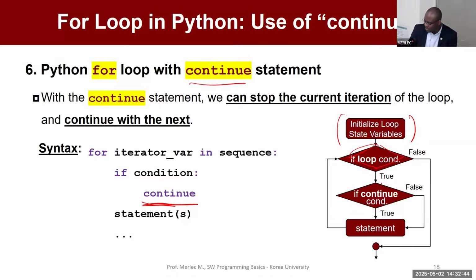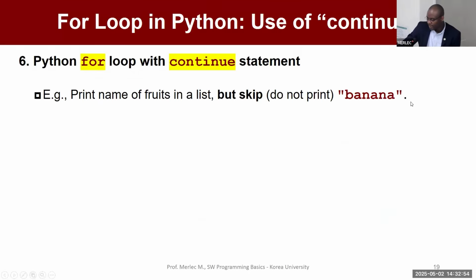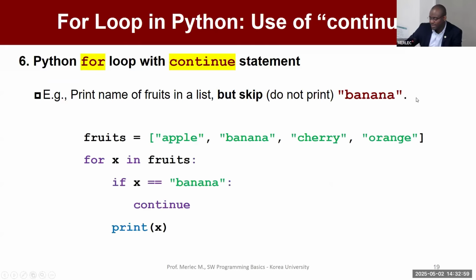So if the continue condition is false, we'll just skip the next instruction and then go to the next iteration. Okay, with the same example, let's take the same list, but this time let's print the element of the list, but let's skip banana. In this case, instead of using break to exit, we can print all the content of the list, but let's skip banana.